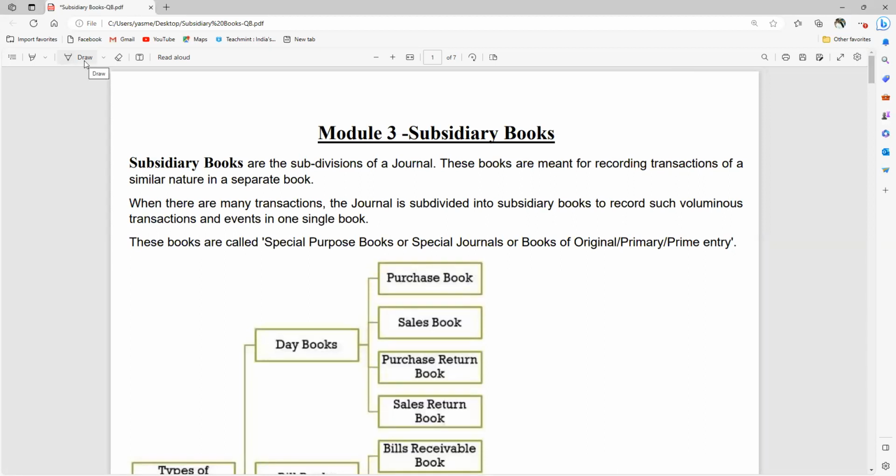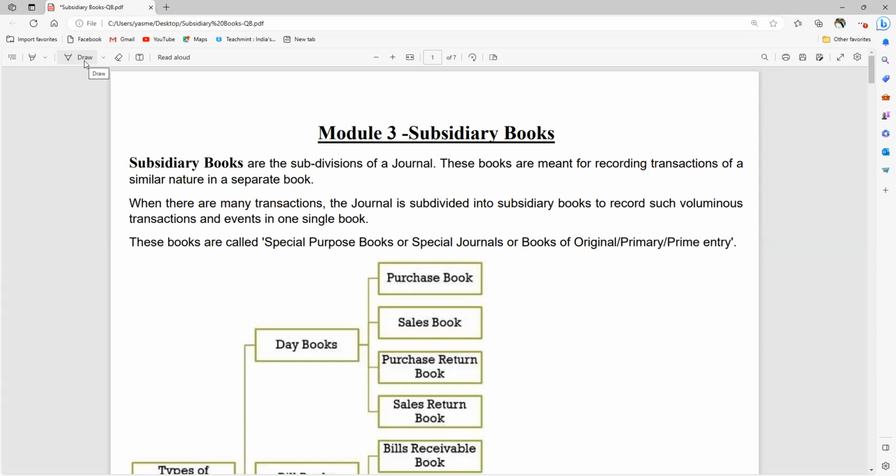Dear students, in this video, we are going to understand the theoretical aspects of the Module 3 subsidiary books. Subsidiary books are nothing but the subdivisions of journal. In the previous unit, Module 2, process of accounting, we learned the concept of conversion. A transaction has taken place. From the transaction, with an evidence, we convert the transaction into a journal entry.